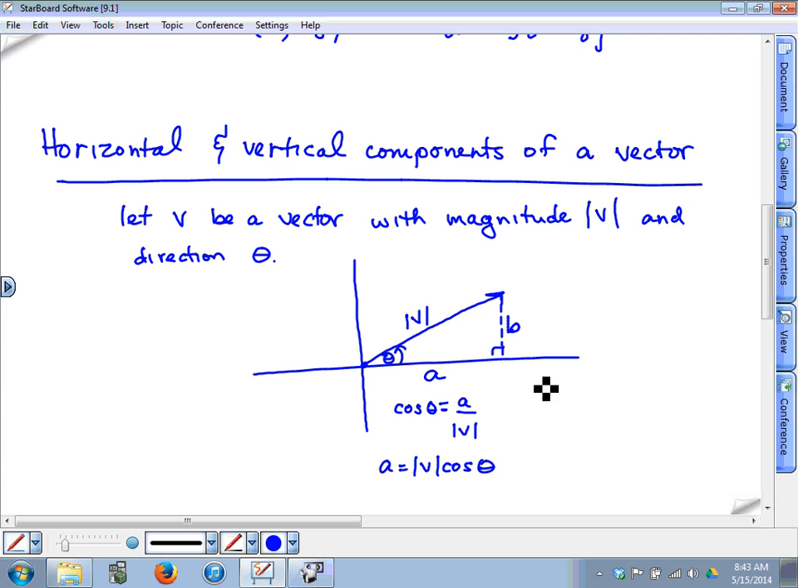Similarly for B, the vertical component, that's the opposite side from the angle theta. So which trig function do we use here? The sine. So B can be found by saying the sine of theta is equal to B over the magnitude of V. Multiply both sides by the magnitude, and you end up with the equation B is equal to the magnitude multiplied by the sine of theta.